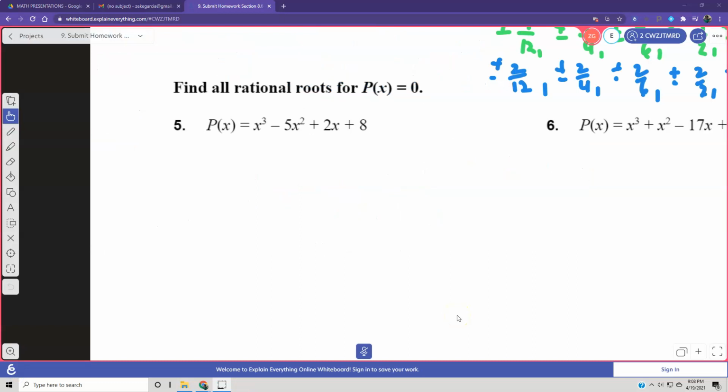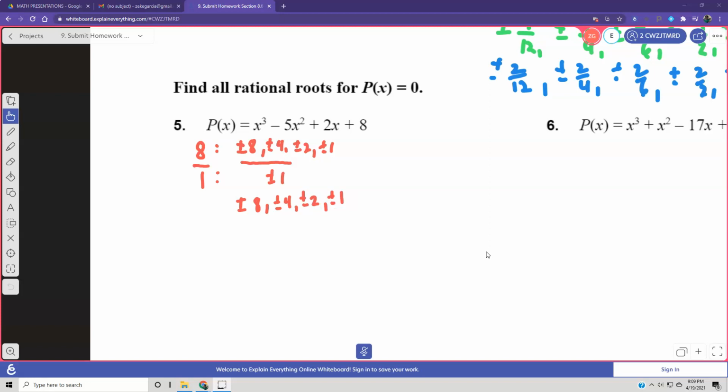We're going to use our rational root theorem to figure out the possible roots. In this case, we have to get the possible factors of 8 compared to the possible factors of 1. It could be positive or negative 8 over positive or negative 4, positive or negative 2, positive or negative 1. Since we're dividing by 1, it's going to be the same list: positive or negative 8, 4, 2, 1.